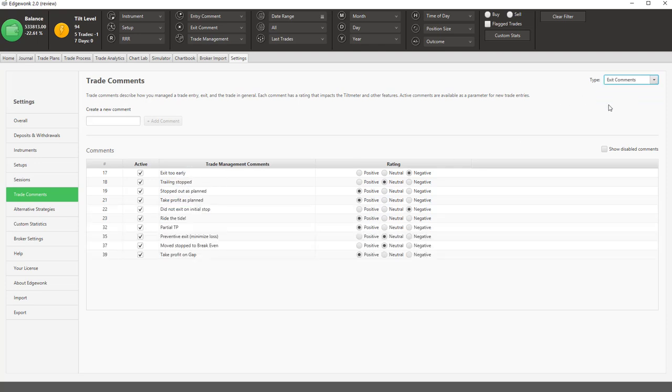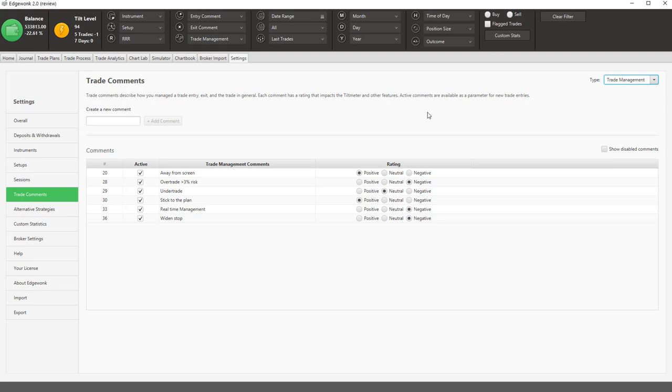When we look at the trade exit comments, he has 2 negative ones, which are the too early exit and the exit did not exit on initial stop loss. This already sounds like something we need to investigate, because exiting a trade on the stop loss is usually very important. That's what they are there for.